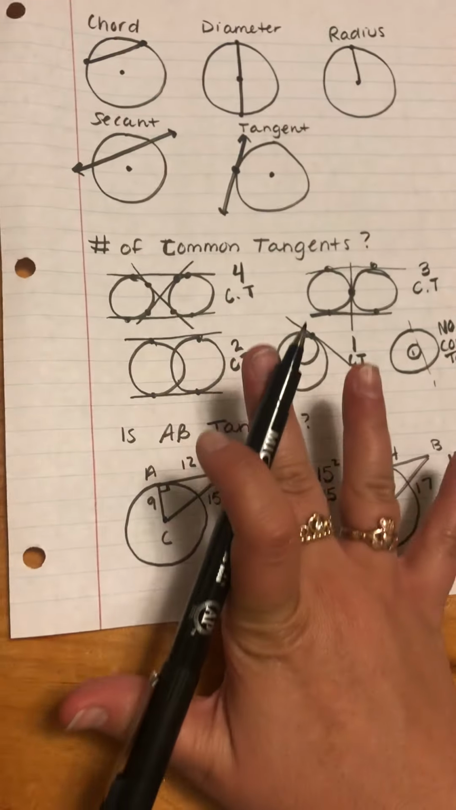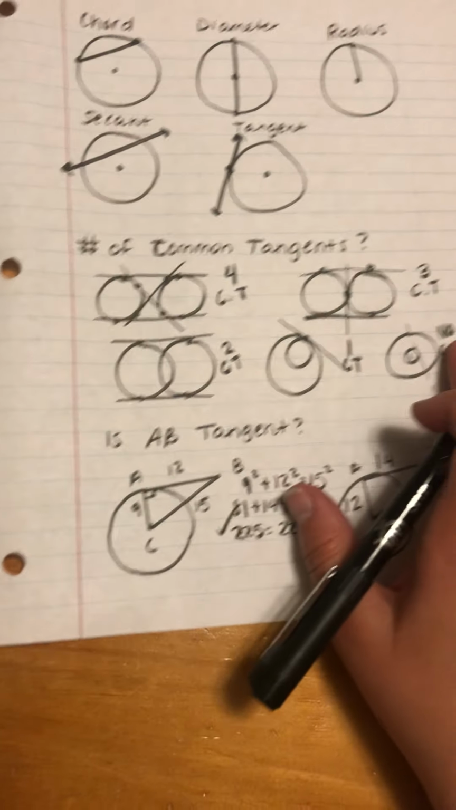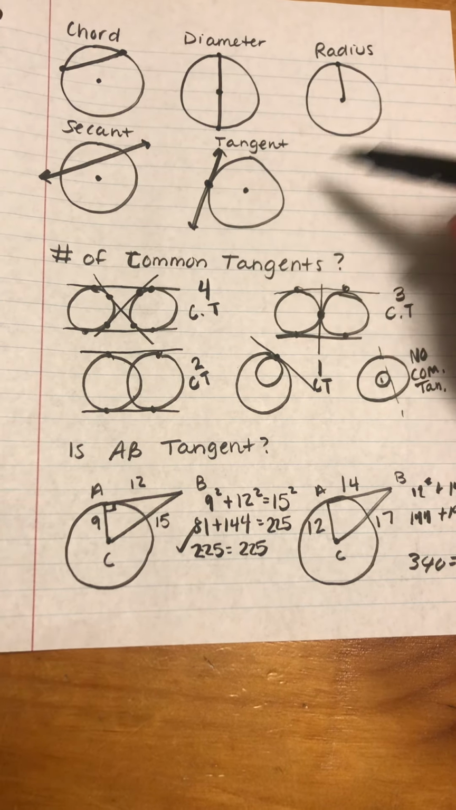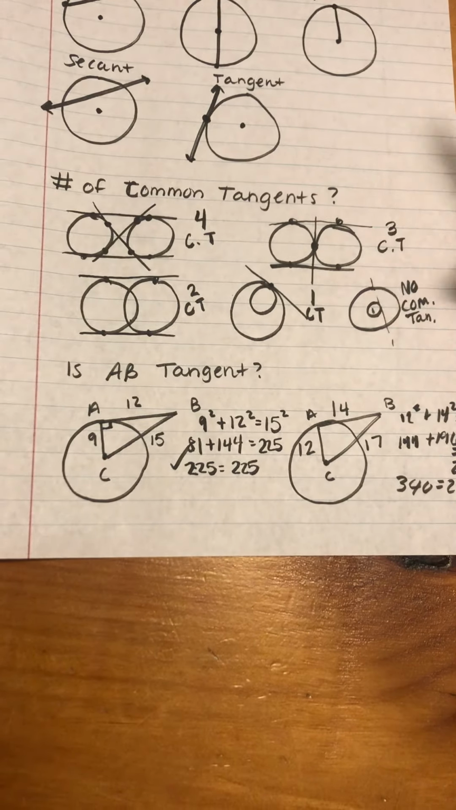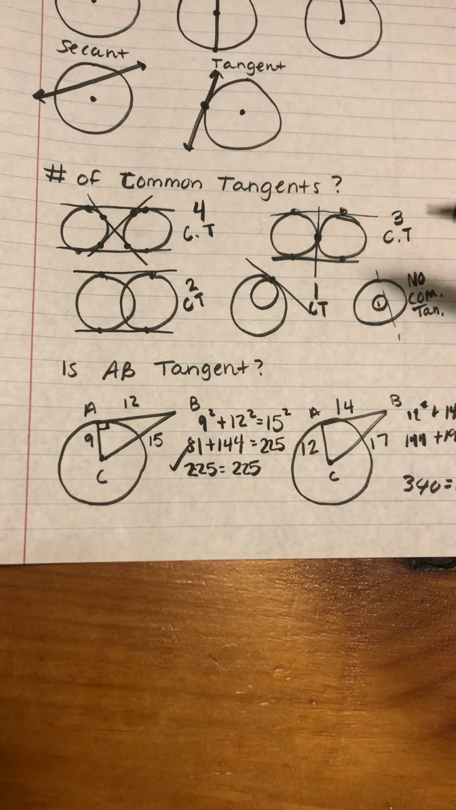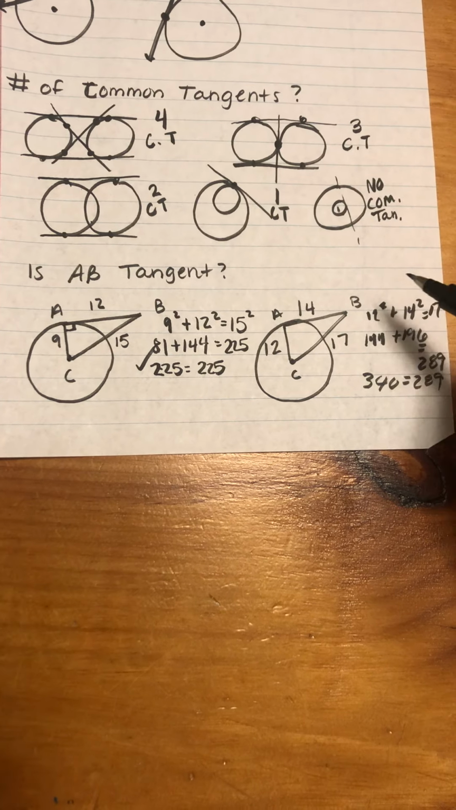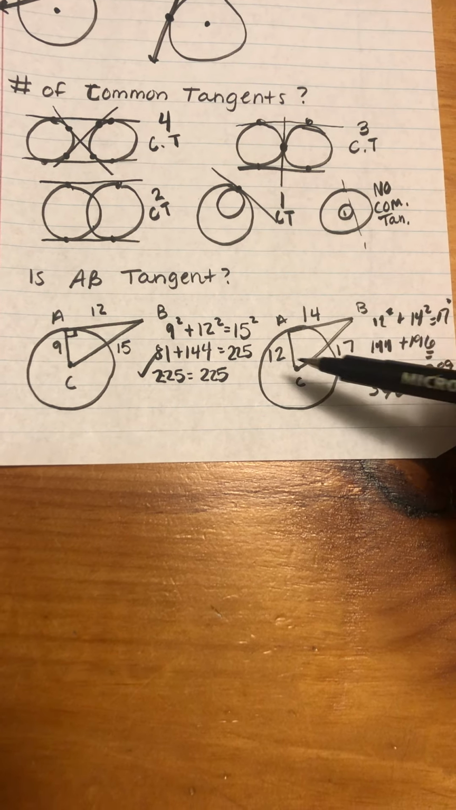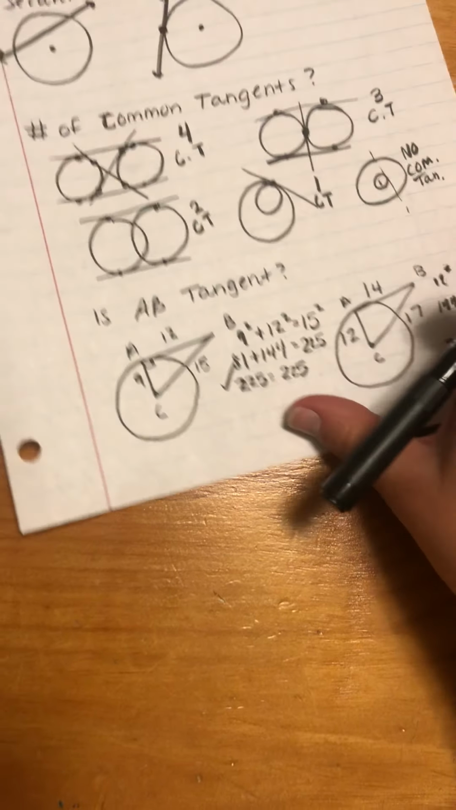So this is the first part of this section, learning about the different vocab of the different lines and segments of circles, being able to identify and draw tangents and know where they are, and then being able to tell if a line is in fact a tangent when you're given a triangle here. That was the first part of this section.